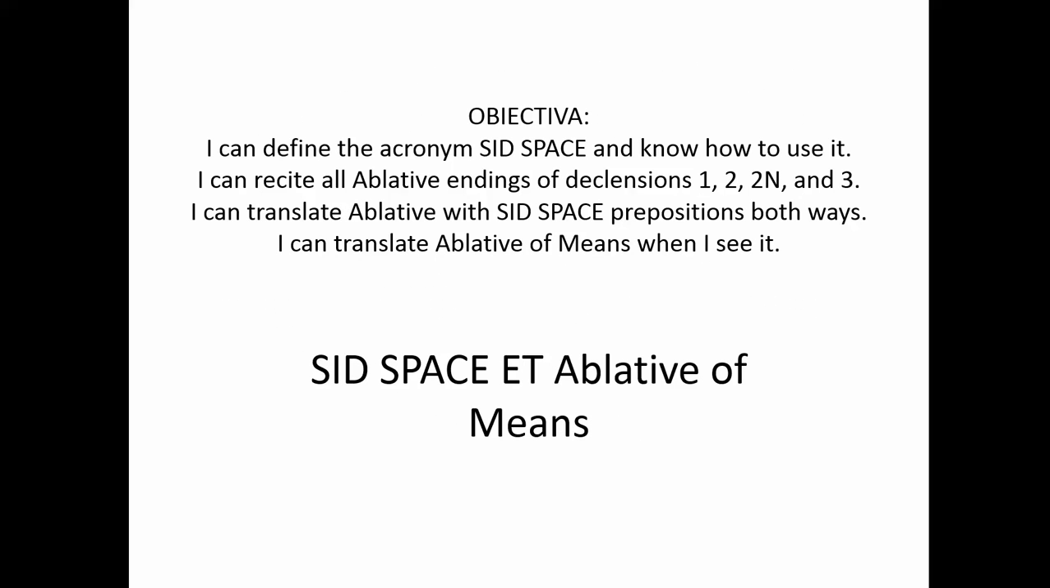So our actual objectives: to be able to define the acronym SID SPACE and know how to use it, to recite all the ablative endings of declensions 1, 2, 2n, and 3, to translate ablative with SID SPACE prepositions both ways, and to translate ablative of means when you see it. So this is on SID SPACE and the ablative of means.